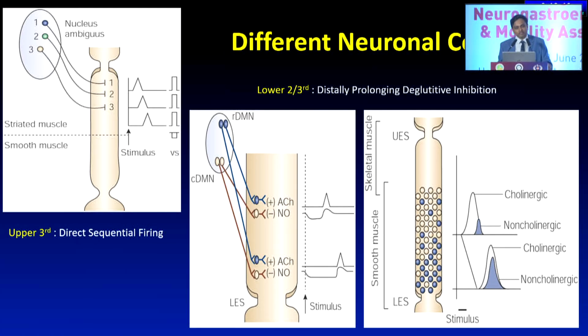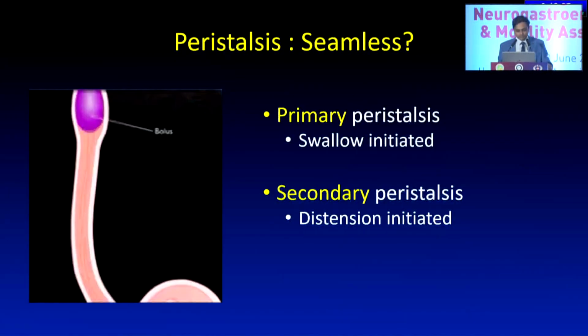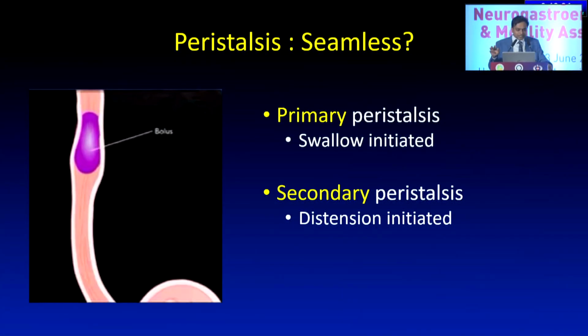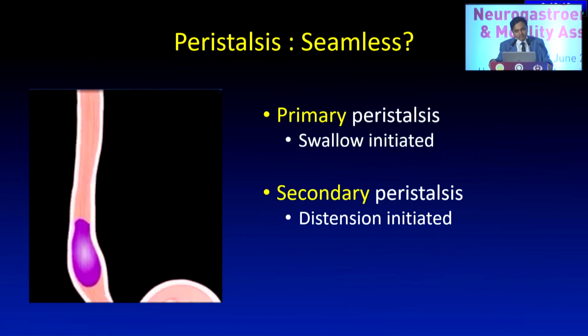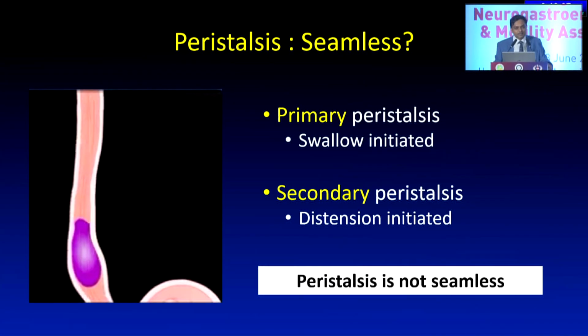So there is a concept of deglutitive inhibition. That is when you swallow, initially there is an inhibition of peristalsis, and later there's a peristalsis which occurs. Because the inhibitory fibers are more in the lower part, the esophagus is in a prolonged state of inhibition initially, and the peristalsis propagates because of that. We all feel that the peristalsis is seamless, right? So peristalsis is of two types. One is primary peristalsis, which is swallow initiated, and there is a secondary peristalsis also, which occurs when there is a distension of the esophagus, like when there is an acid reflux. But mind you, peristalsis is not a seamless activity.